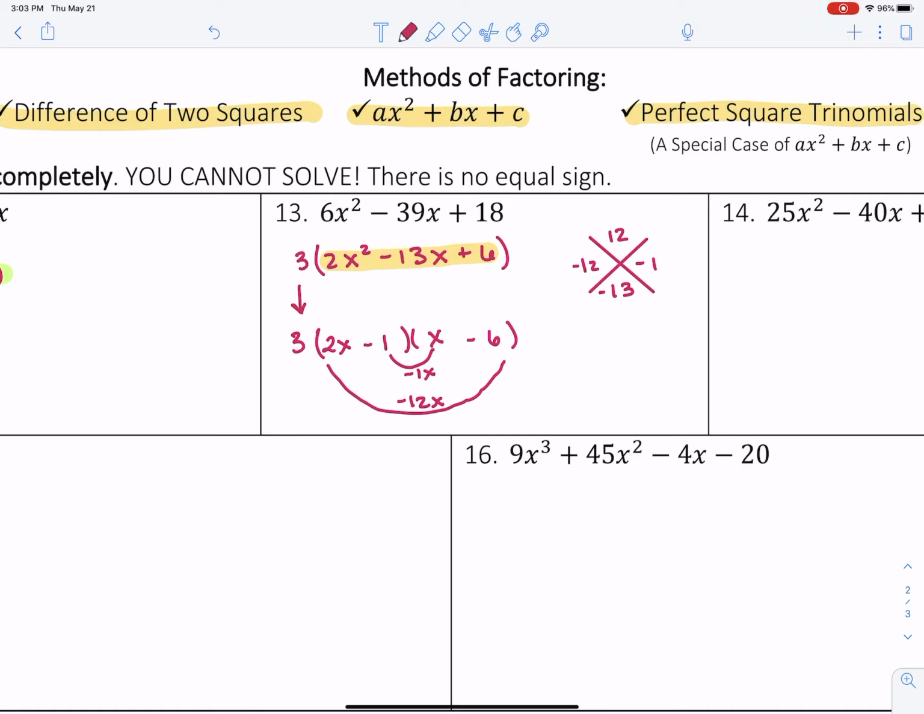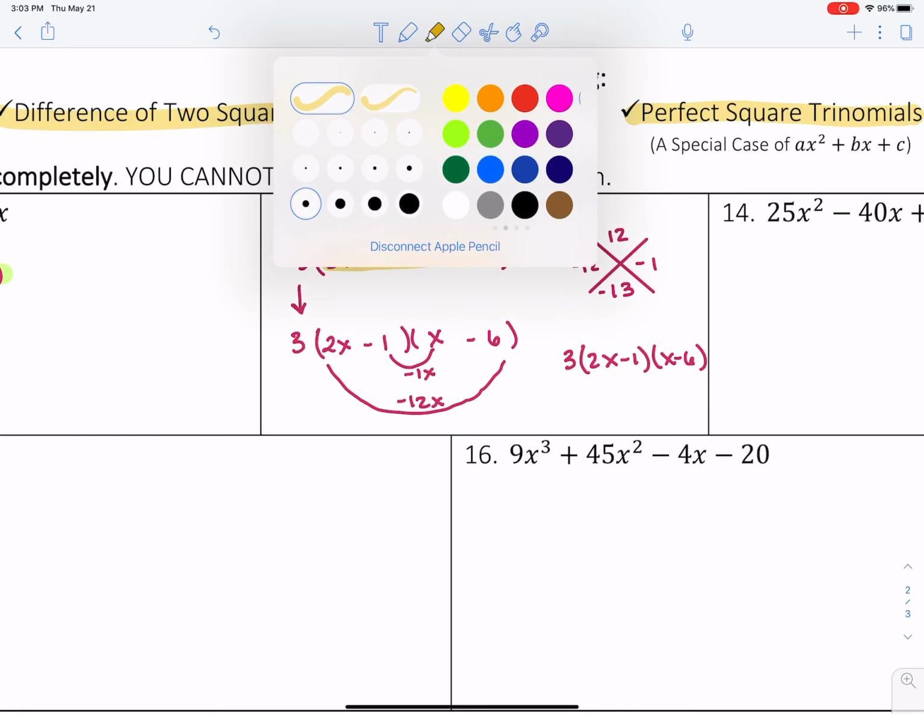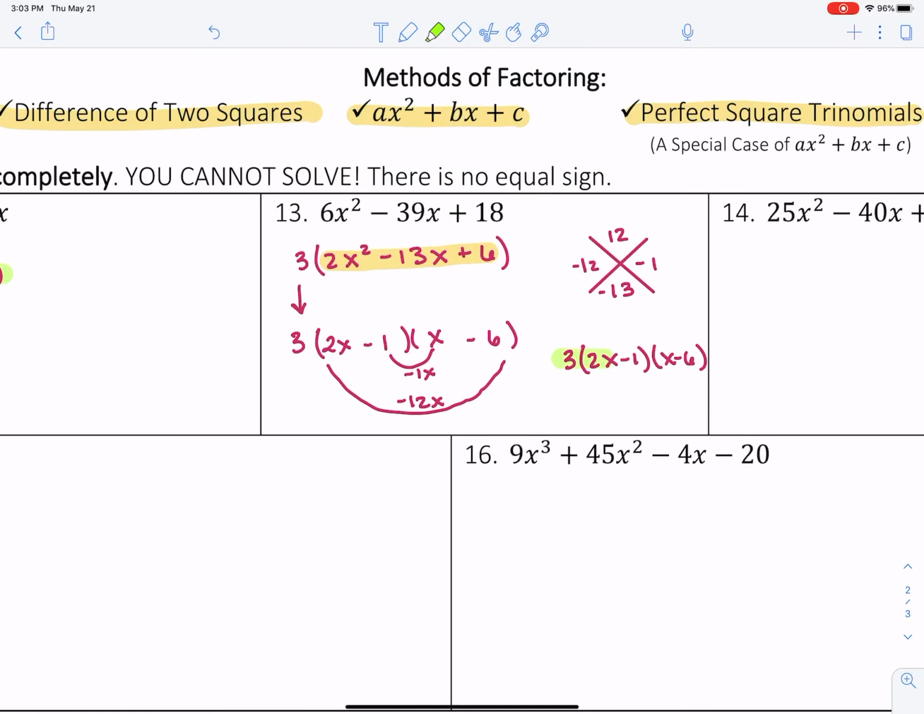I'm just going to rewrite it over here on the side so that we can all see the final answer, which is 3 times 2x minus 1 times x minus 6. I'm going to pick that highlighter that we've been using. And there, that's as factored as I can get it for that guy.